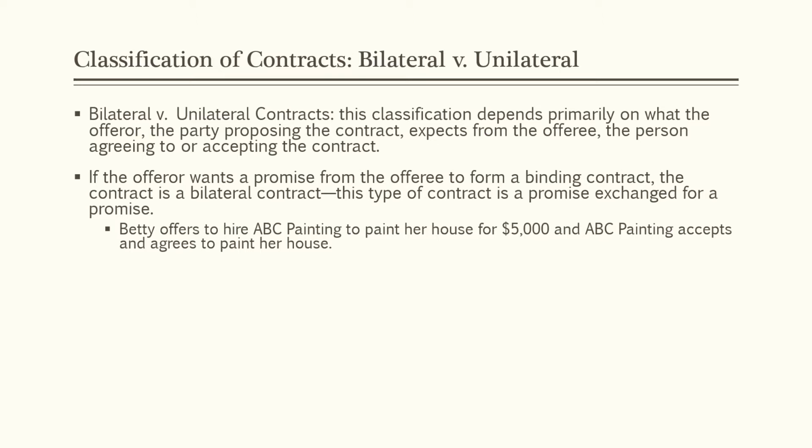An example is if Betty offers to hire ABC Painting to paint her house for $5,000, and ABC Painting accepts and agrees to paint her house, that's a bilateral contract because there is a promise exchanged for another promise.